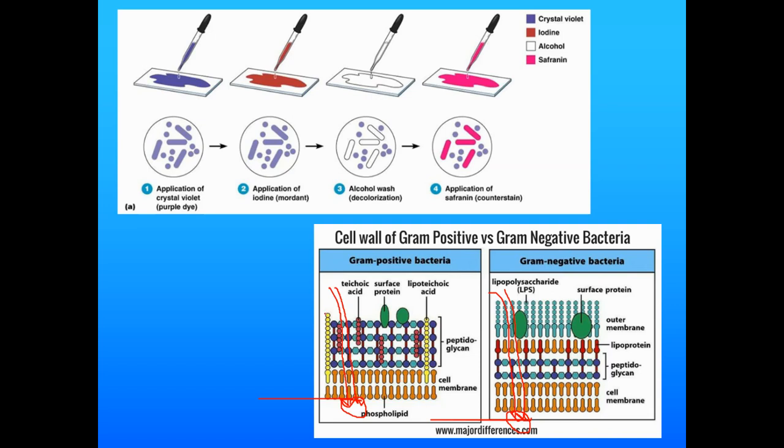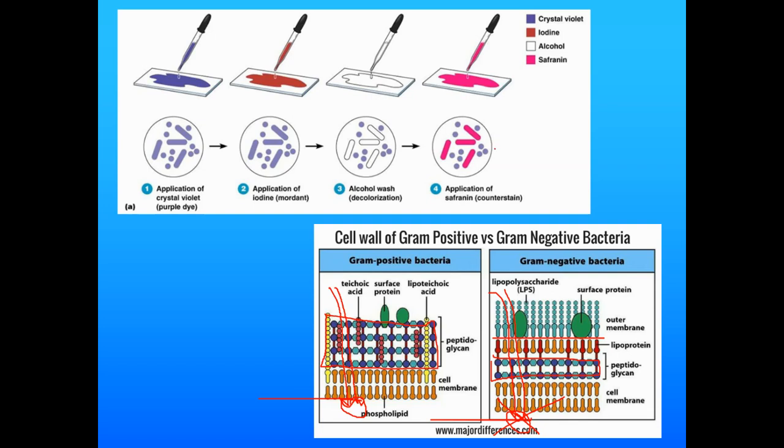However, because you have this big, huge peptidoglycan layer here, it keeps the alcohol from washing it out. Whereas here, because that peptidoglycan layer is very small, the alcohol can wash this out, so this goes away. So after the alcohol wash, the gram-negative bacteria have lost their color. And then we come after it with safranin, a red stain.